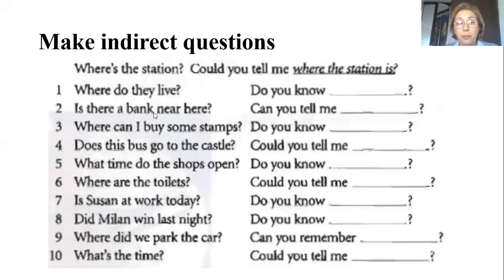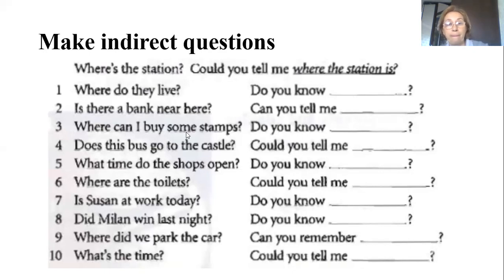And now we'll have a chance to practice. Here are several questions that we need to change into indirect questions. The example is given in the first line: where's the station? And when we change it: could you tell me where the station is? We move is to the place after the station, yeah?